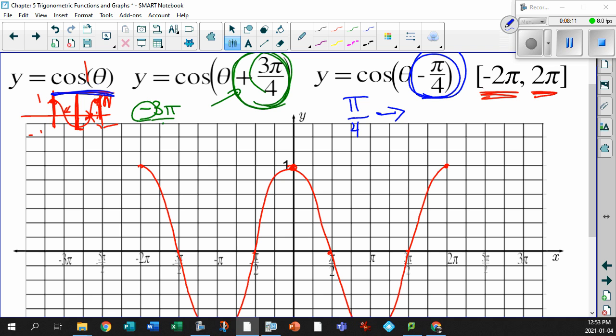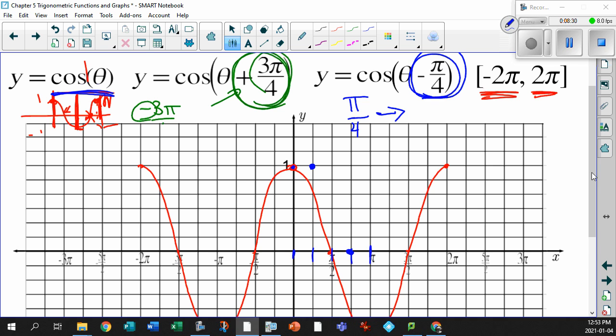How do we know it's pi over 4? How many spaces do I move? Well, look, you're starting here. There's pi. Look how it's broken down into pi over 4, 2 pi over 4, 3 pi over 4, 4 pi over 4. So each tick is pi over 4. So you're basically going to take this graph and you're just going to move it one spot over. Move it one spot over.